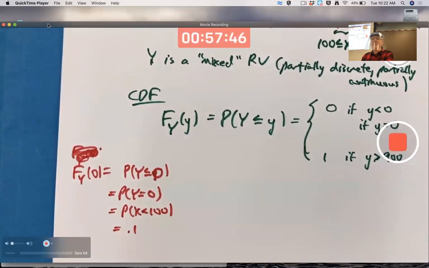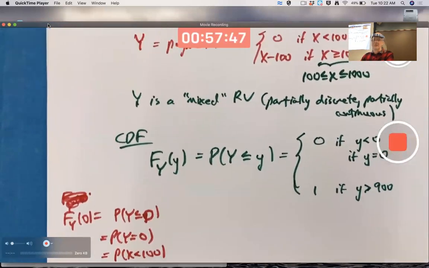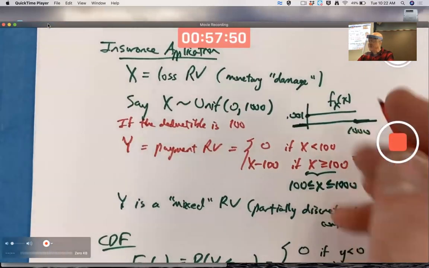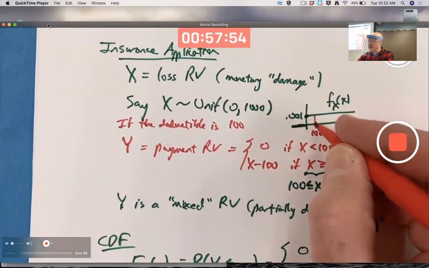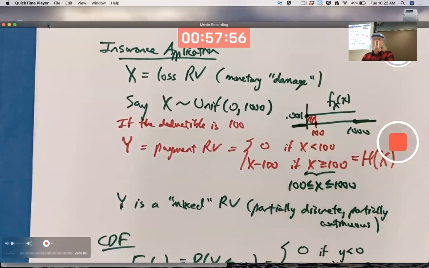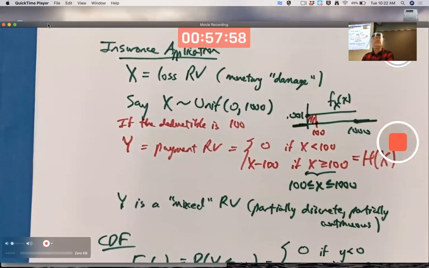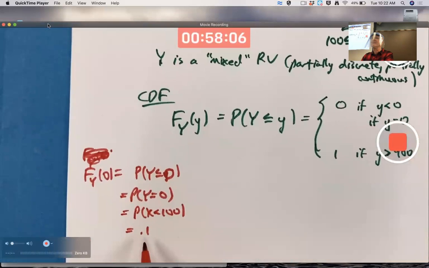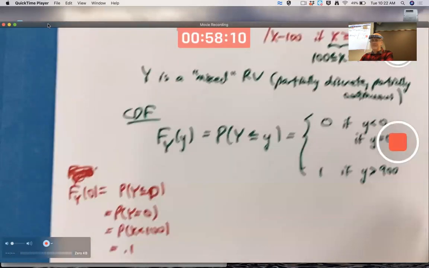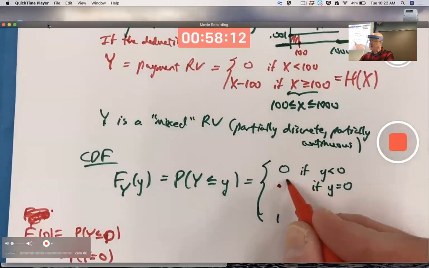X is uniform. There's its PDF. 100 is right here. The probability that x is 100 is the area of that box. Base times height, 100 times 0.001 is 0.1, 1/10. This is a 0.1 if y equals 0.